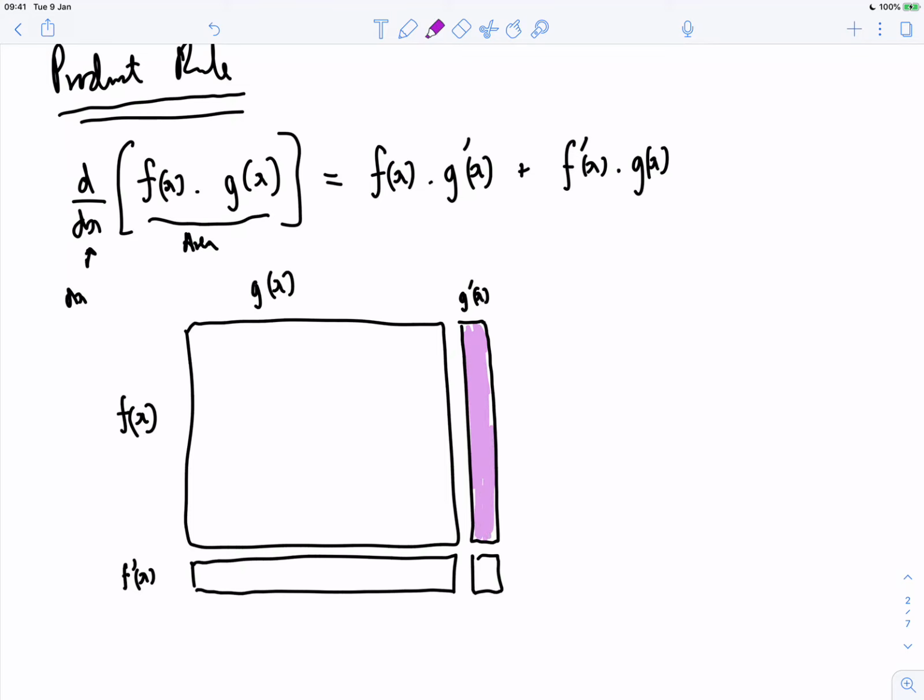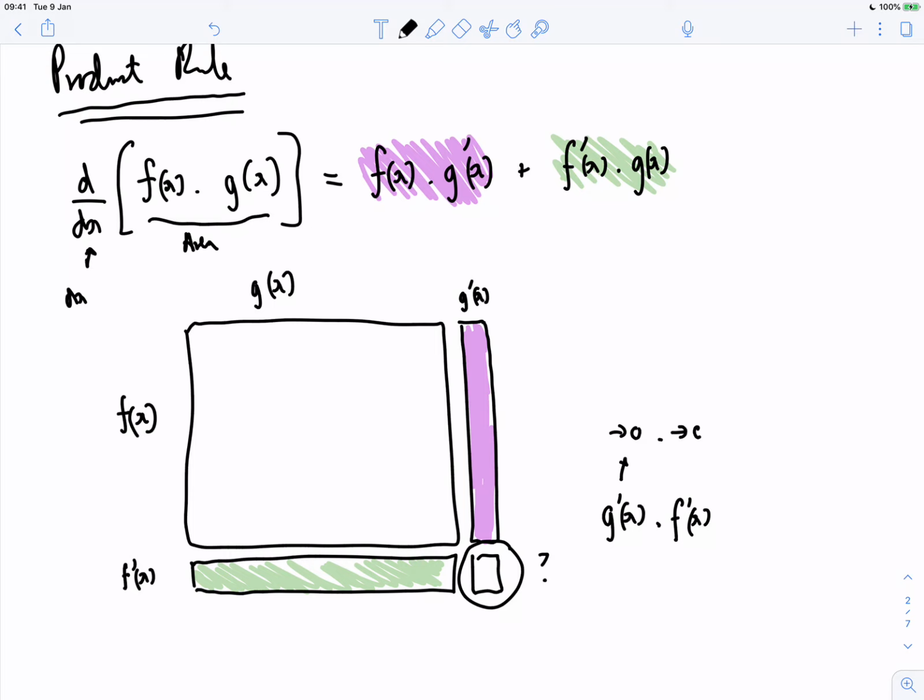Now the idea is as you increase x by smaller and smaller amounts, the area of this shape is clearly going to be f of x times g dashed of x, which is this thing here. And f dashed of x times g of x is going to be this thing over here. And now you're probably thinking, why aren't we including this thing? Because this is essentially g dashed of x times f dashed of x. And the point is these increments are tending to 0. So we say they're so minuscule, they just don't matter.